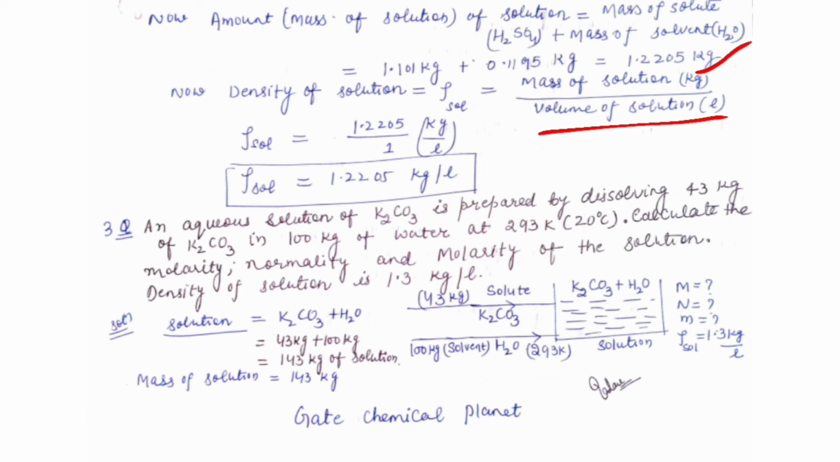The density of solution equals the mass of solution in kilograms divided by the volume of solution in liter. So now we will have 1.2205 divided by 1 liter. Volume is 1 liter. So the density of solution equals 1.2205 kilograms per liter. In this question the molarity and molality values are given and the density of solution has been asked. In this way we have calculated the density of solution.